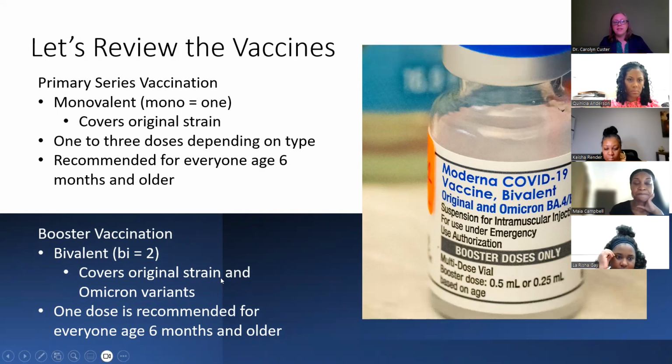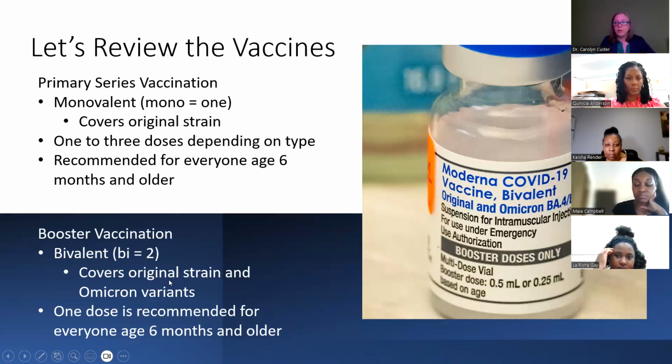So this is not the current recommendation. The CDC has changed the recommendations depending on your age and your health condition. Right now, they're not doing any more monovalent vaccine at all. That's not the primary. Everyone's receiving the booster now as their primary series.